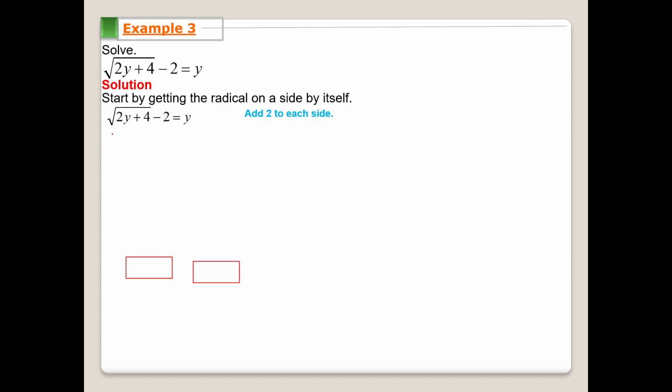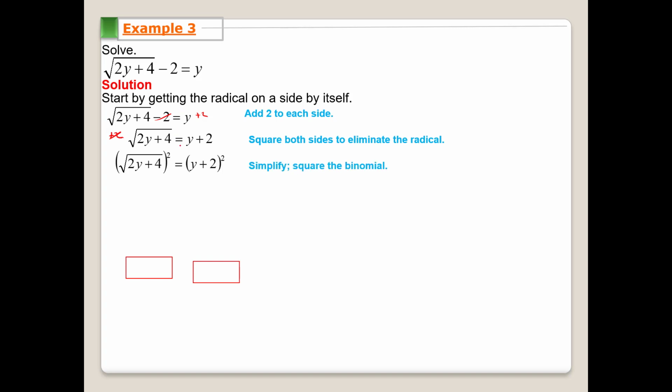So let's say we add 2, add 2. So these guys should go away, and we should have the square root of 2y plus 4 equals y plus 2. All right. So now let's square both sides, right? We want to get rid of this radical. So square both sides. So if we square both sides here, now we just need to simplify and square the binomial right there, right? So we got this guy.